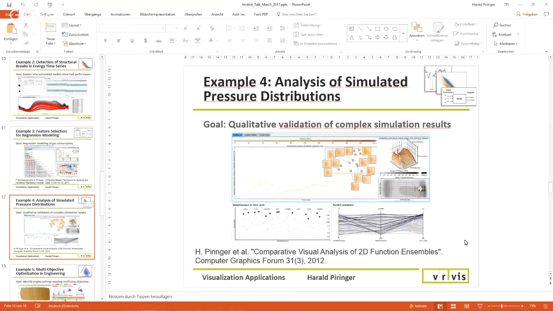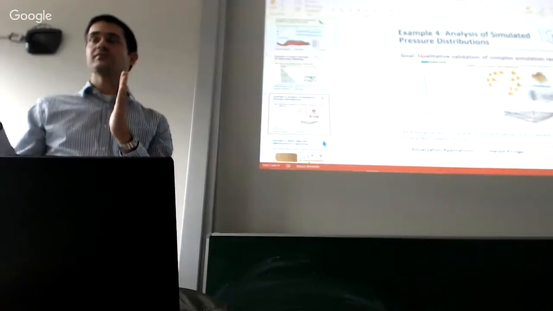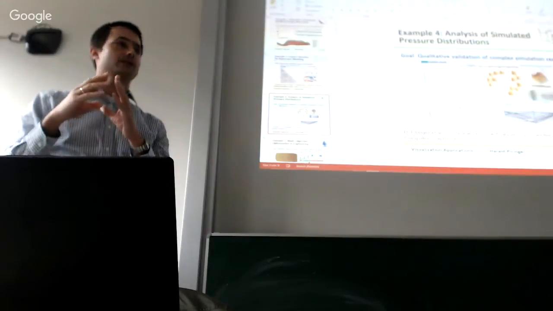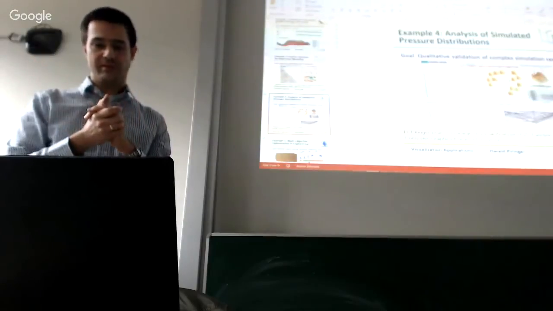And as a special challenge for visualization, the result of a simulation may have different characteristics. It may be as simple as certain scalar values, but it may also be, for example, a time series or even something like a 2D scalar field, which we see in this example.